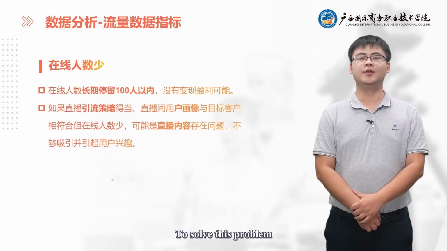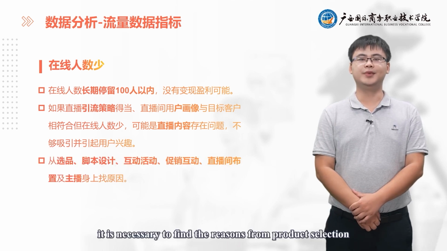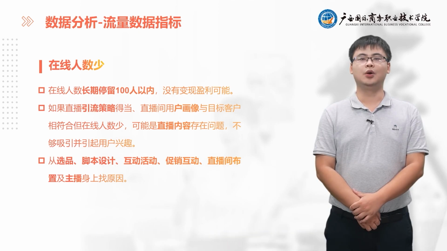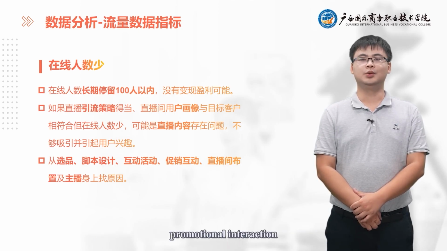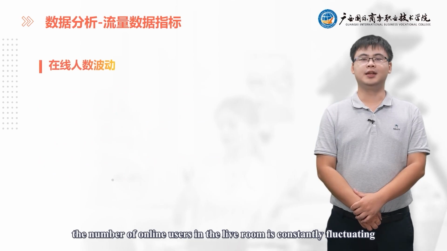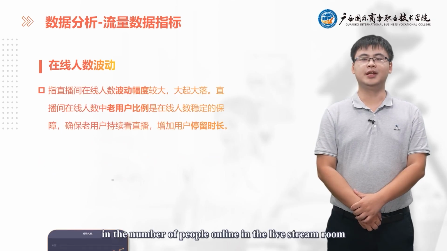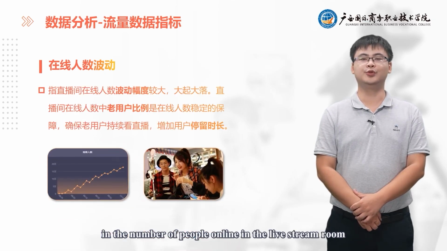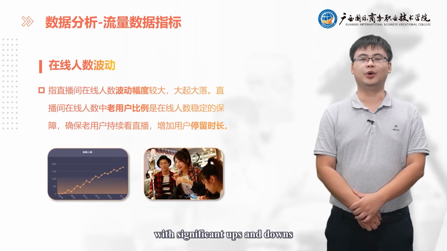To solve this problem, it is necessary to find the reasons from product selection, script design, interactive activities, promotional interaction, live room layout, and streamers. As mentioned above, the number of online users in the live room is constantly fluctuating, and unstable online user numbers refer to significant fluctuations in the number of people online in the live stream room, with significant ups and downs.